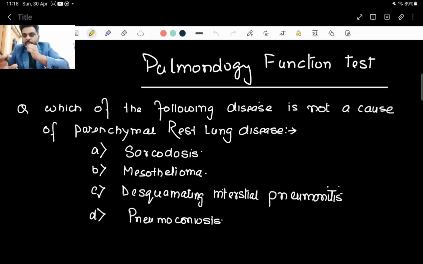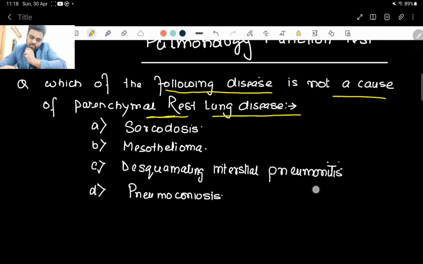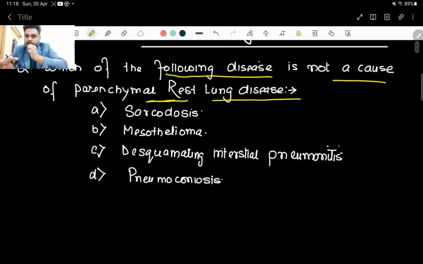So hello friends, today we'll be starting the pulmonary function test and we'll discuss some of the challenging and very difficult questions in it. So first, there is a question in front of you which says, which of the following diseases is not a cause of parenchymal restrictive lung disease? Before solving this question, we have to understand the basic classification of lung disease.